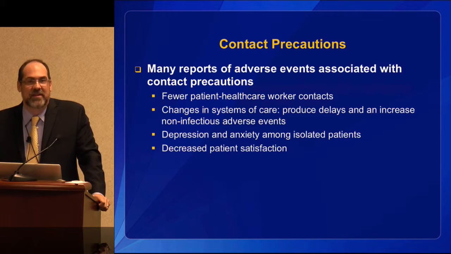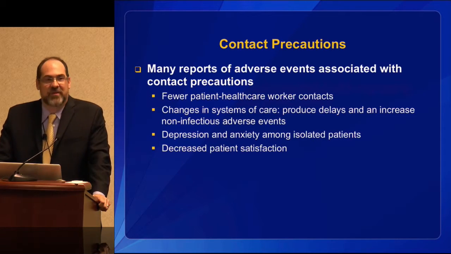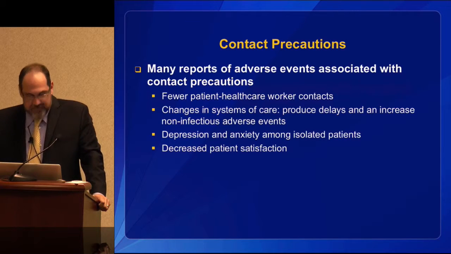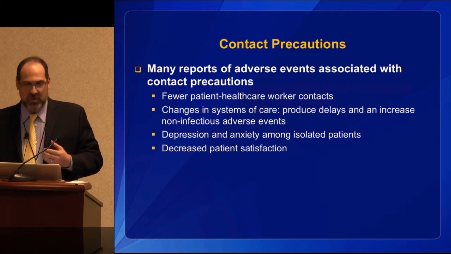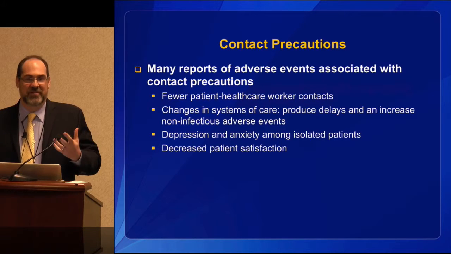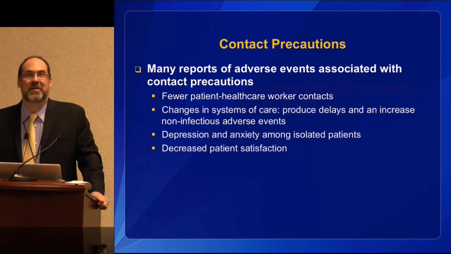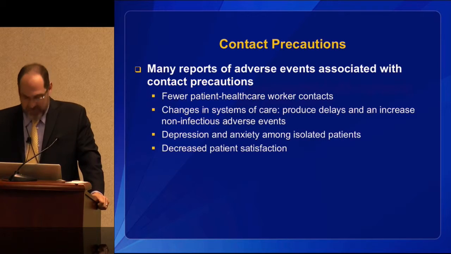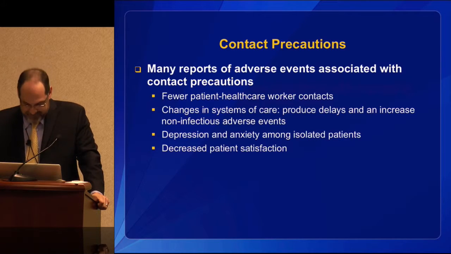The second, I think, is very important: changes in systems of care might increase non-infectious adverse events. So, delays in patient transfers to, say, a nursing home or to rehab because they're on contact precaution leaves them kind of stuck in the same place. And this, in a way, can serve as a vehicle for other complications to happen. For example, more patient falls have been demonstrated. Pressure ulcers, electrolyte disturbance in patients just because they're on contact precaution.